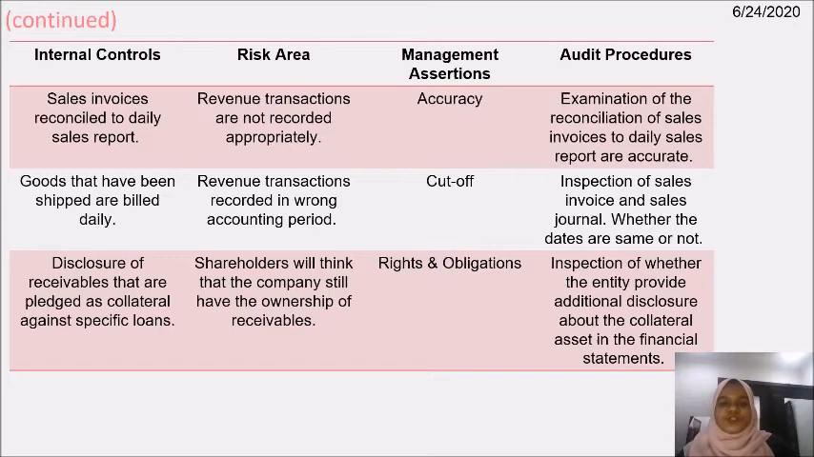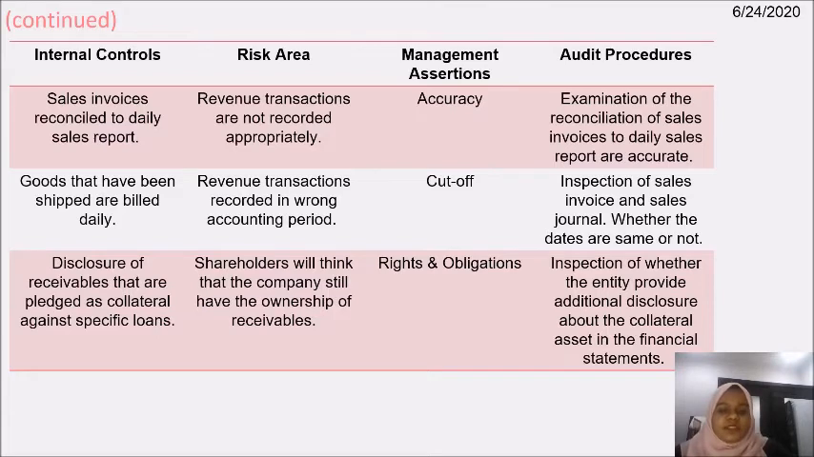So the internal control being done here is the sales invoice reconciled to the daily sales report. The possible misstatement that could have happened here is that revenue transactions might not have been recorded appropriately. The suitable assertion that we can apply here is accuracy. This is because accuracy ensures the amounts of related revenue transactions are recorded appropriately. So the audit procedure here is we can examine the reconciliation of sales invoices to the daily sales report. This is to make sure that both of them are accurate.